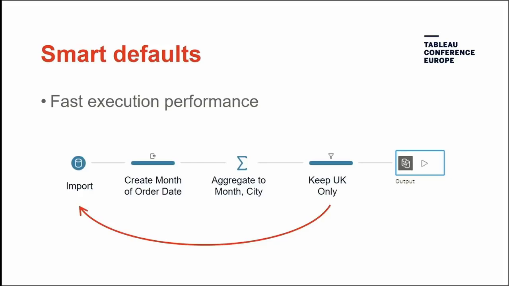Take this example. I want to look at my monthly sales aggregated by city, but I realized towards the end of creating this flow that I actually only need the UK data. But with Prep, I can add that step at the end and not worry about the flow output, since it's going to push that keep UK only to the database level, so that for the prior 2 steps, we're only pulling in the UK data.